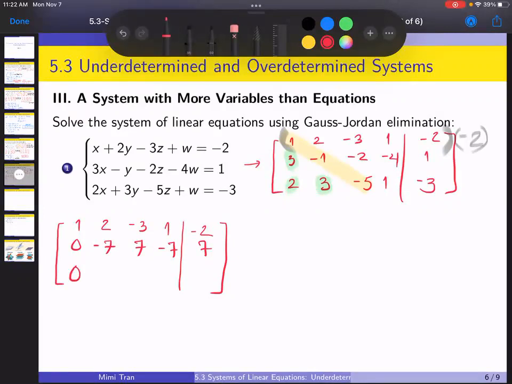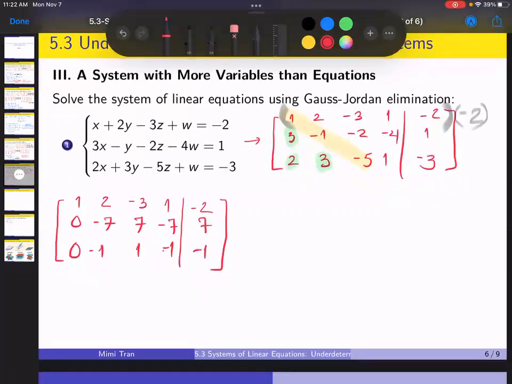-2 times 2 is not -4. Add 3 is -1. -2 times -3 is +6. Add to -5 is 1. And -2 times 1 is -2. Plus 1 is -1. -2 times -2 is +4. Add to -3 is -1.